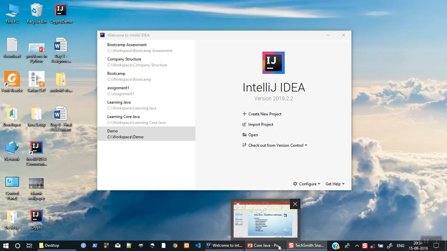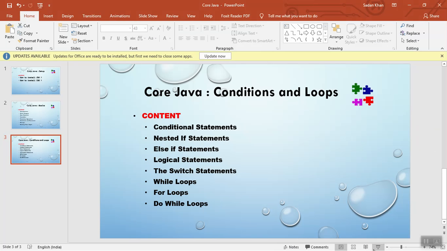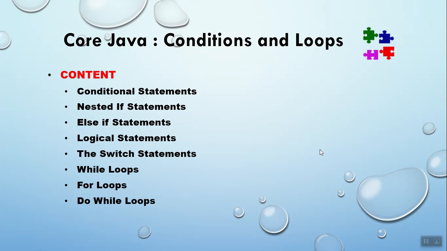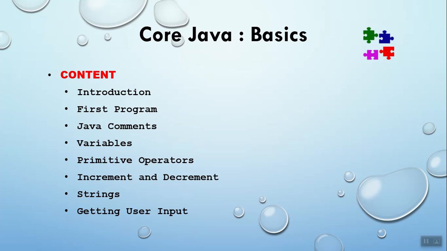Alright, so in this video we're going to be looking at conditions and loops. In the previous video we have seen the first program and how we write it, what comments are, what variables are, and the primitive operators, increment and decrement, and strings. So what is a string? A string is a group of characters, and you can say it is an array of characters.